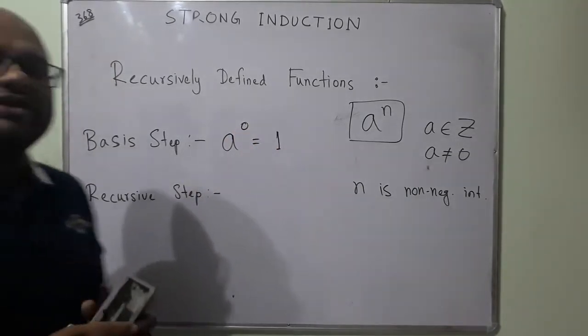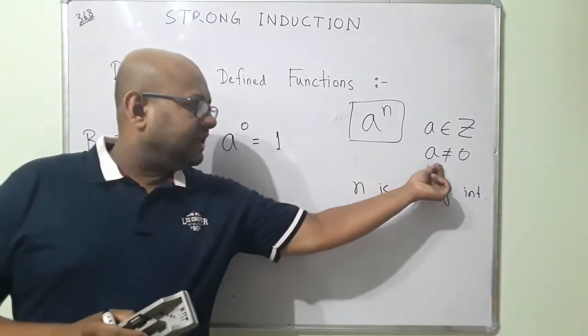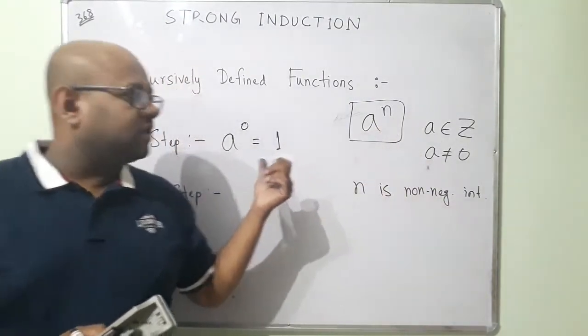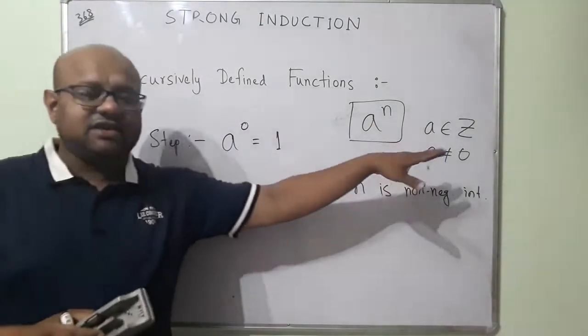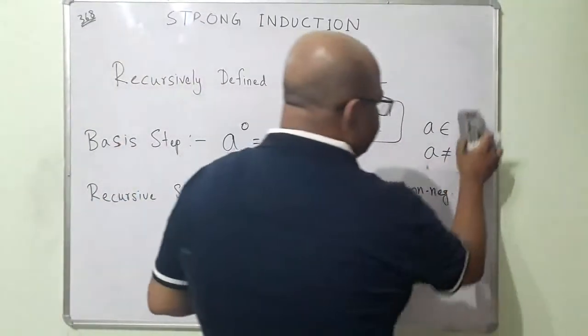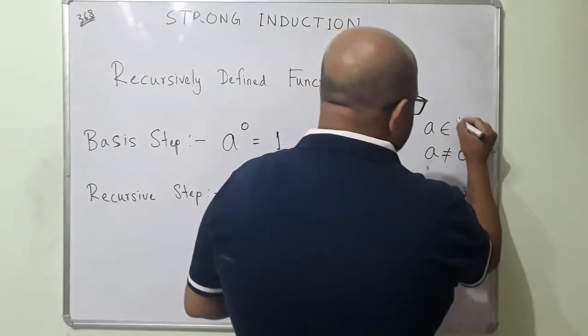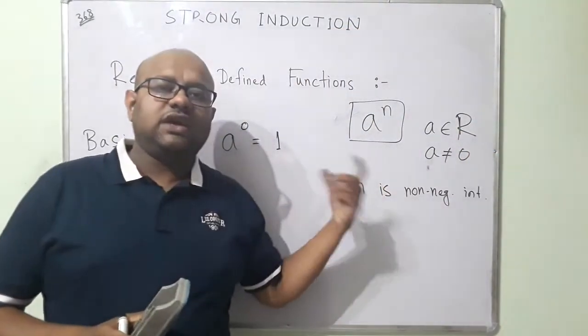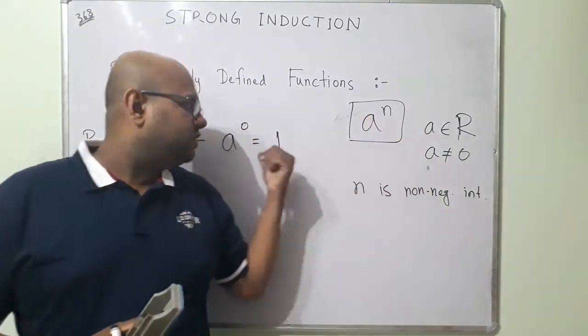Okay, so this is obviously true. If a is not equal to 0, then anything to the power 0 is equal to 1. Okay, we are talking about integer. Sorry, no need to do integer. We can do it for a as a real number. So a is some real number not equal to 0. Any real number to the power 0 is equal to 1.